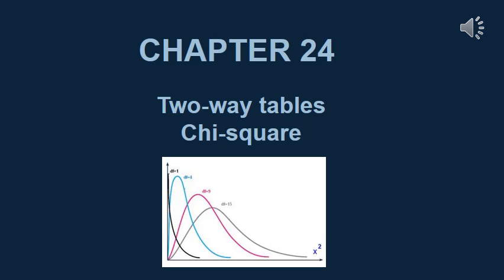Hello, method students. In this last chapter of the semester, you will learn how to analyze and display the correlation between two categorical variables. You already know how to make clustered bar graphs, which is one way to do it. You will learn today how to read two-way tables and how to use the chi-square statistic.